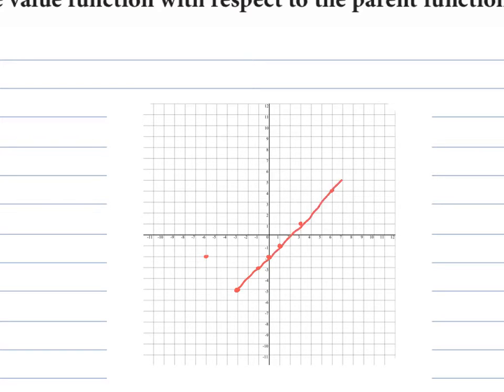Now, any absolute value function will give you a V on your coordinate plane.